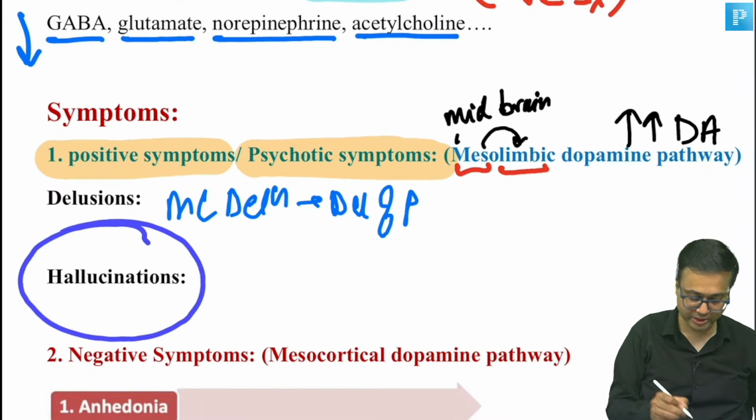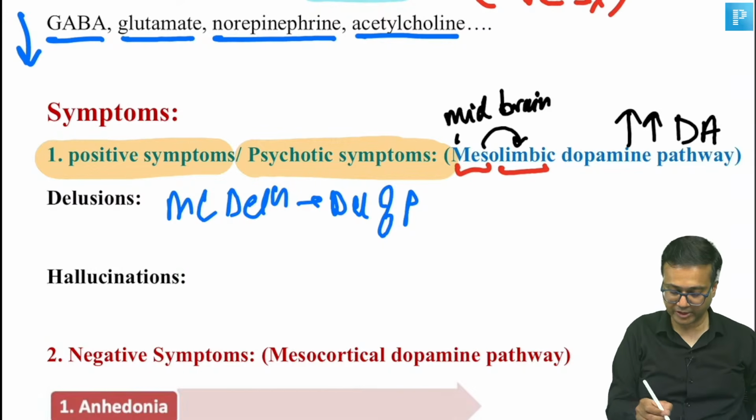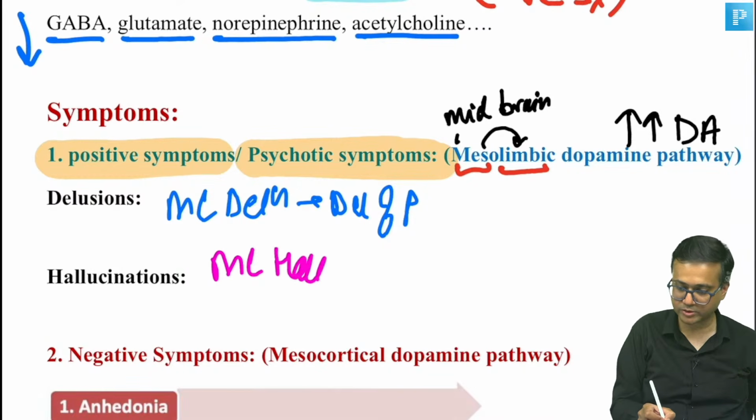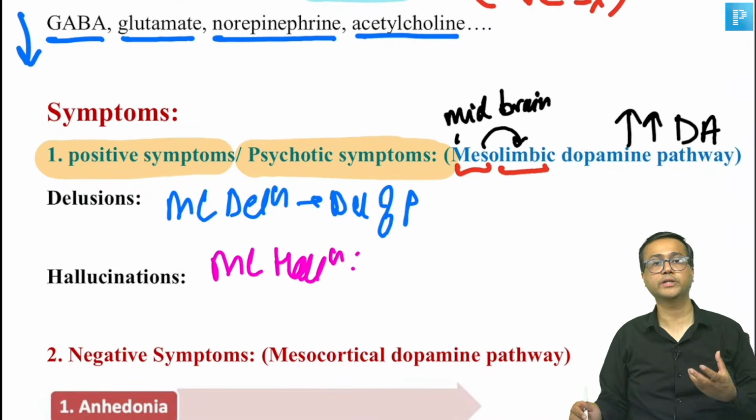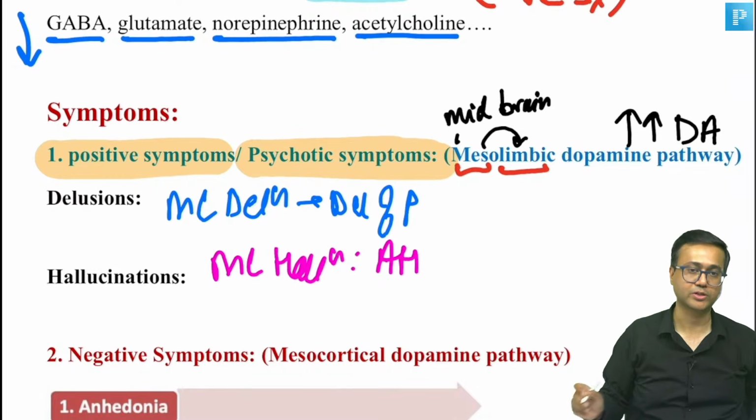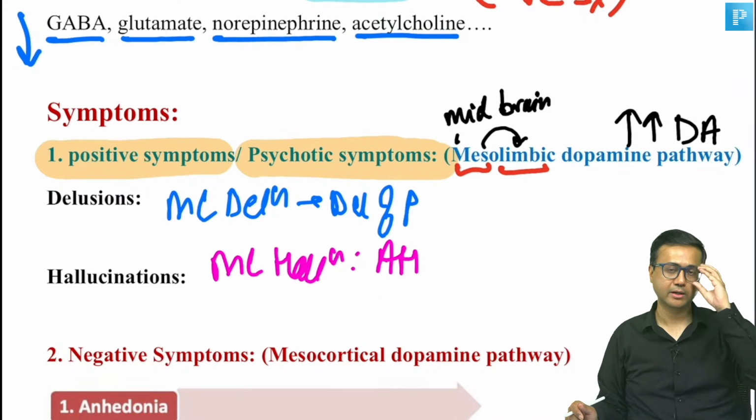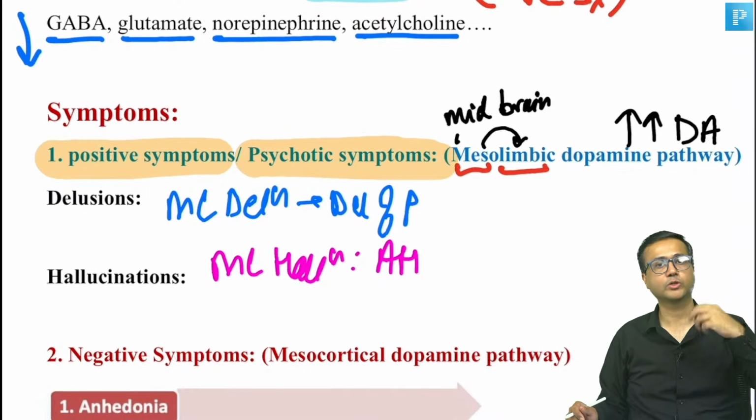Similarly, any hallucination can occur in schizophrenia. But if I ask you, beta, which is the most common hallucination? Very good. The most common is auditory hallucination. Is it clear to everyone? So please remember, one is the positive or the psychotic symptom.